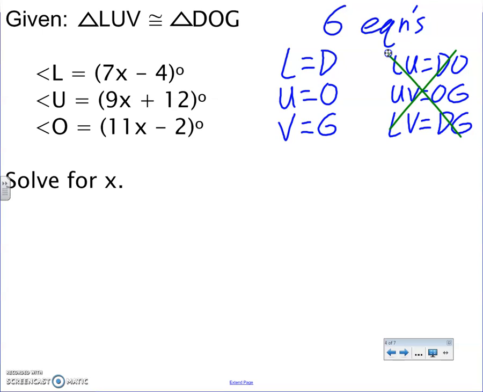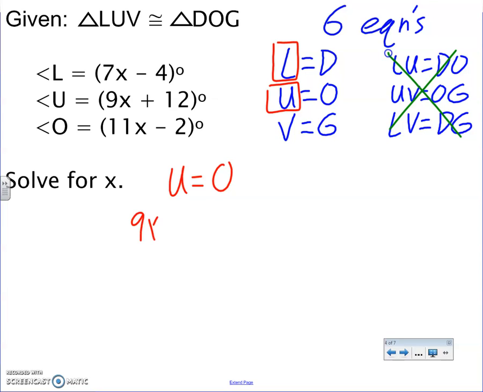They give us angle L. Angle L is right here. We know angle L is equal to angle D. Do they have D? No, they don't. So that's not going to help us. They give us angle U, and we know it's equal to angle O. Do they give us angle O? Yeah, they do. They give us U and O. So because I know angle U equals angle O, that's my equation. I'm going to fill it out.